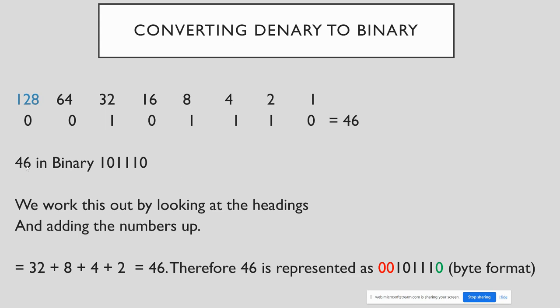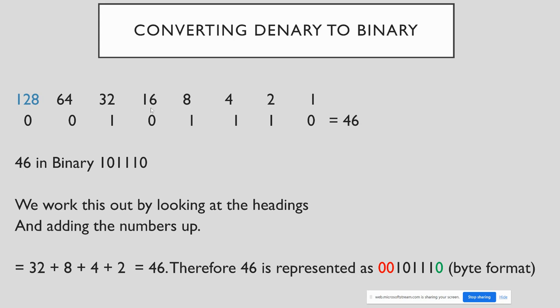Because 46 here is more than 32 and less than 64. So I can't put 1 under the 64 because 46 is less than 64, but it's more than 32. So I will go with the 32. That is the first one, 32. Then, if it's in my head, I would say, okay, 46 minus 32. Then what do I have left? I have 12, 13, 14 left. Yeah. And now the 14.